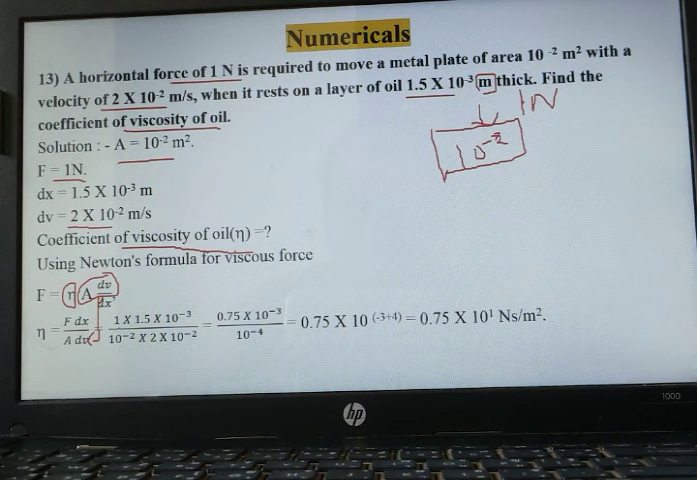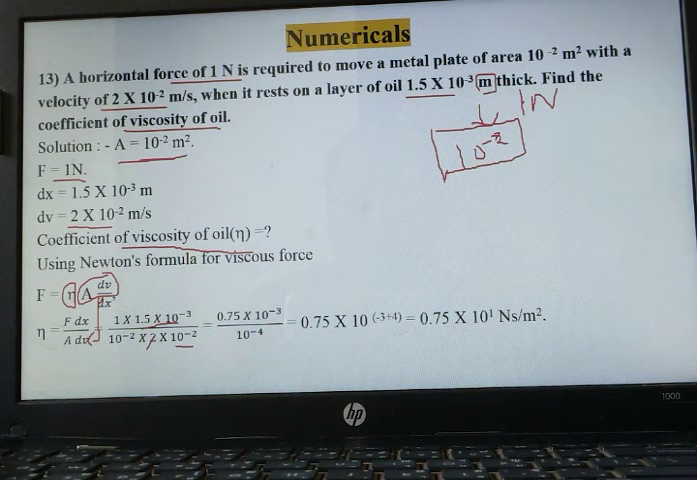Okay, F's value is what? 1 × 10^-5? Force is 1 Newton. And dx is what? 1.5 × 10^-3. Area has been given as 10^-2. And what is the value of dV? 2 × 10^-2. We have to substitute all these values.